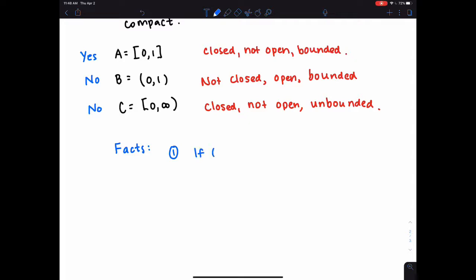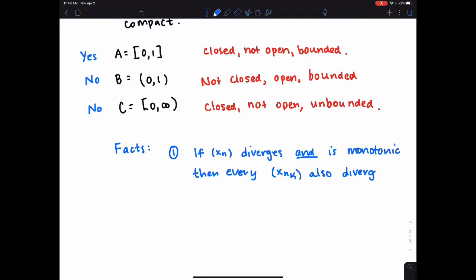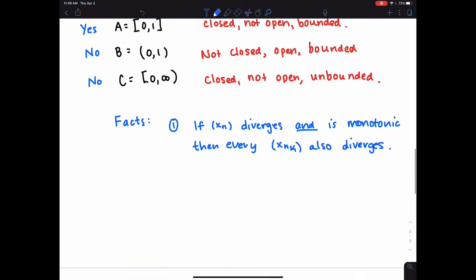So that's going to be an important fact. If xn diverges and is monotonic, then every xnk also diverges. So that'll give us an idea for how we might come up with examples of sequences that could prove that a set is not compact simply by demonstrating that the sequence doesn't even have a single convergent subsequence.